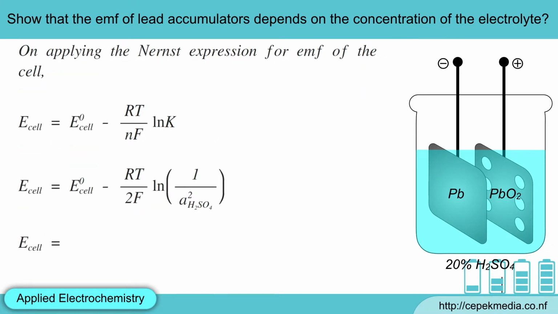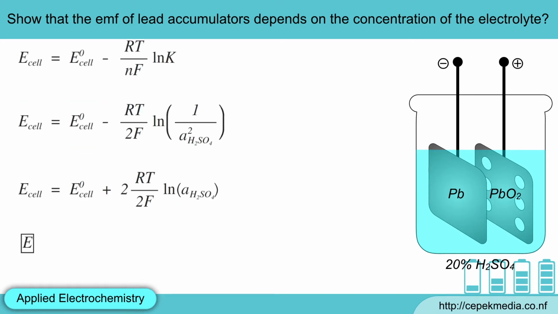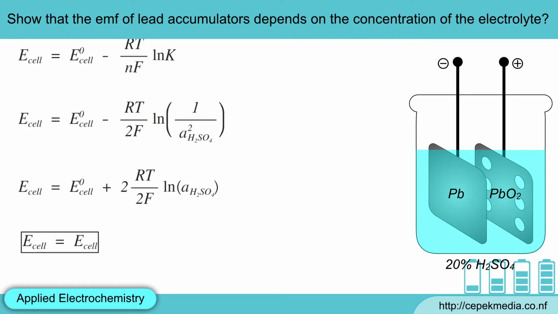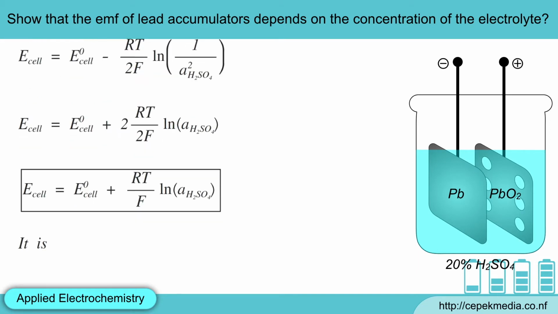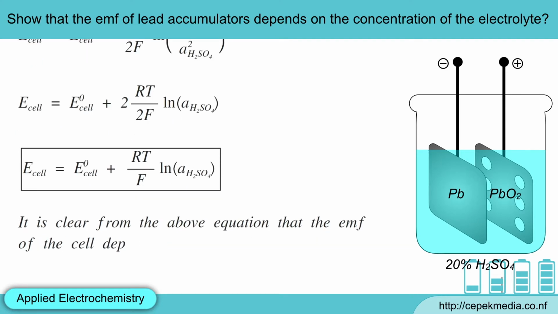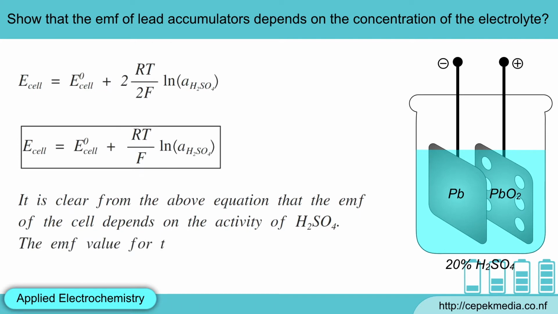So let's simplify the natural log. It becomes E cell is equal to E0 cell plus 2RT by 2F. So here we can cancel 2 and the equation remains E cell is equal to E0 of the cell plus RT by F ln of activity of sulfuric acid. So from the equation it is clear that the EMF of the cell depends on the activity of sulfuric acid. The EMF value for the cell is 2 to 2.1 volt.